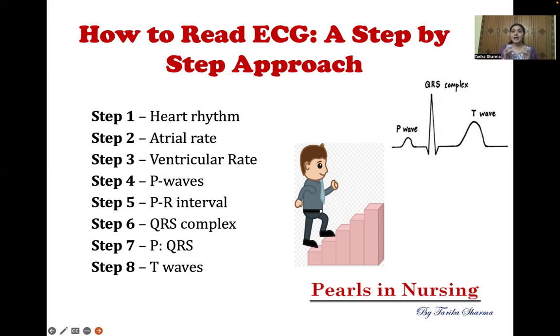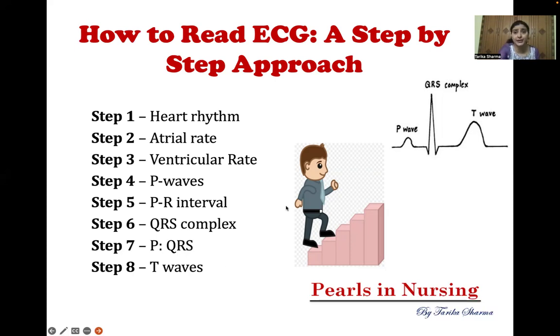The next step is identification of the P wave. We have to assess the P wave for its morphology, for its shape, for its duration. And then only, depending on all those factors, we can say the P waves are normal or they are not normal. Then we have to assess the PR interval, whether the PR interval is normal or it is short or it is prolonged. So we have to assess the PR interval. Then we have to see the QRS complex as a whole.